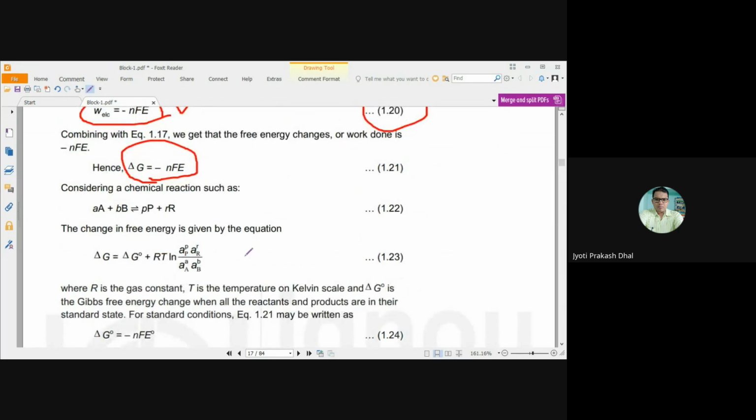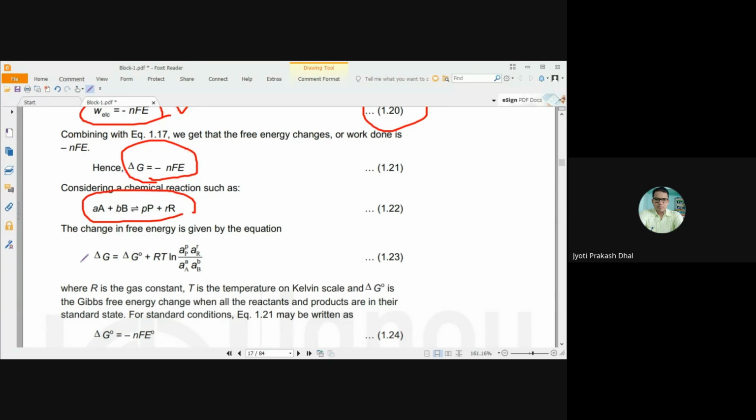Now consider a reversible chemical reaction, that is aA plus bB gives rise to pP plus rR. Here small a, small b, small p, small r are the coefficients, while capital A and capital B are the reactants, and capital P and capital R are the products.